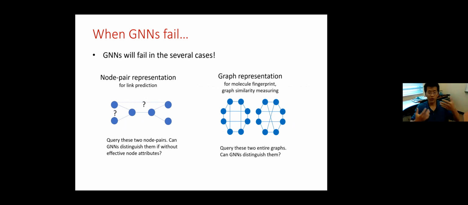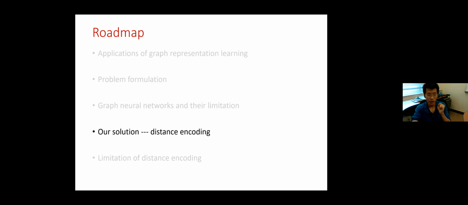And of course, you can follow the previous procedure to show that a graph neural network will also fail in these two cases, even if we have infinite layers. The graph neural network cannot distinguish the two node pairs here, so it will fail to make any link prediction here. And it also cannot distinguish these three regular graphs, though they have different structures. This is all due to the fact that the representation power of graph neural networks is bounded by 1-WL. Okay, so now finally we come to our solution.